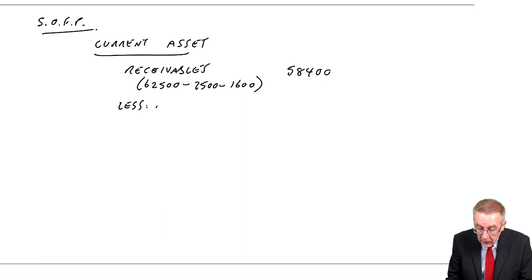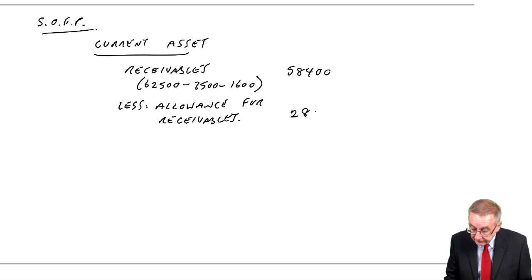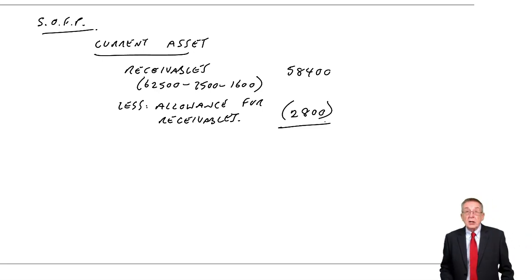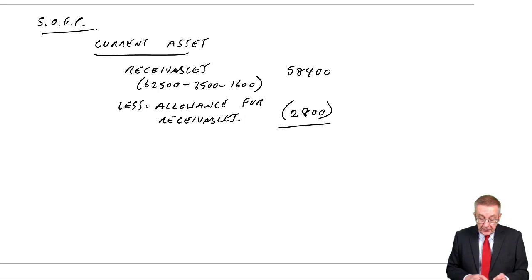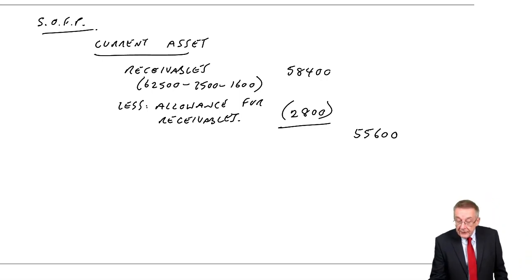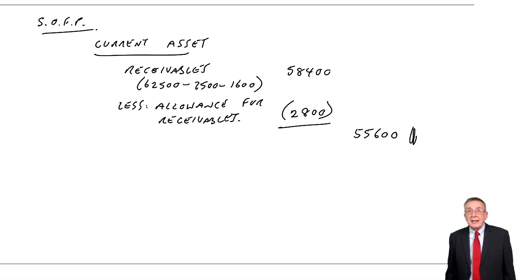And so if a debt's doubtful, we do in a sense remove it, but we say, well, 58,400 is what we're hoping to get. 2,800 is at risk, so we show it separately. We subtract what we call an allowance for receivables of 2,800. There's 2,800 included in the total which we might not get. It's doubtful. And that leaves us with a final figure for receivables of 55,600. So that would be the final figure, subject to the fact there's one more line I've yet to deal with.